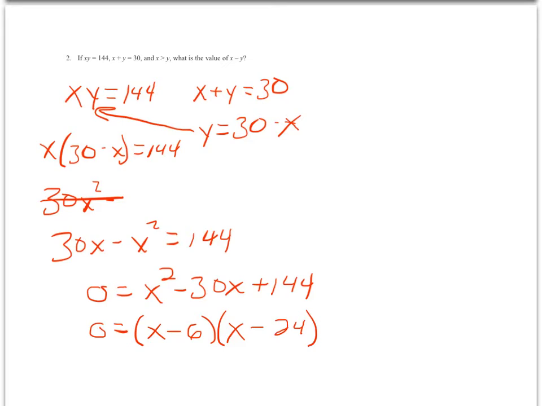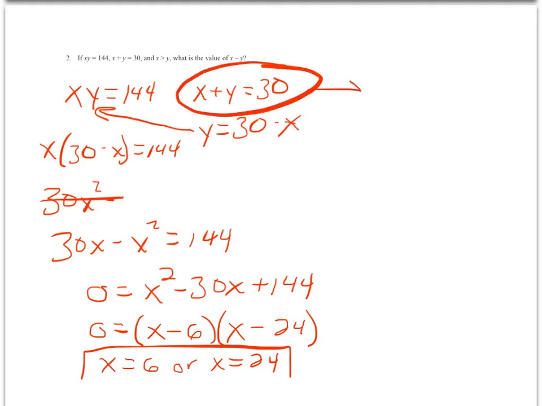If you set each of those factors equal to 0, you're going to end up with x equals 6 or x equals 24. So x is one of those. Not sure which at this point. If we take those numbers and plug them back into this equation here, let's say that x is 6. It'd be 6 plus y is 30. That would make y 24. So in one case, we're saying x is 6 and y is 24.